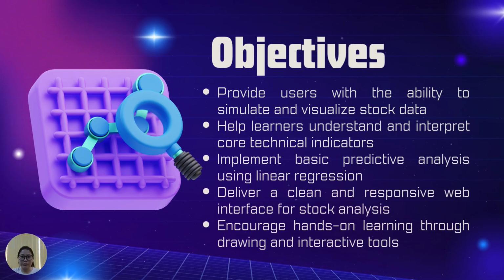The project was built with five main objectives. The first one, to let users simulate and visualize stock trends without needing real data. Second, to help learners understand the use of technical indicators like RSI, MACD, and MA. Third, to build a prediction model using simple linear regression. Fourth, to offer a clean and responsive web interface that can be used by anyone with a browser. Fifth, to enhance learning through hands-on tools like drawing and annotation.